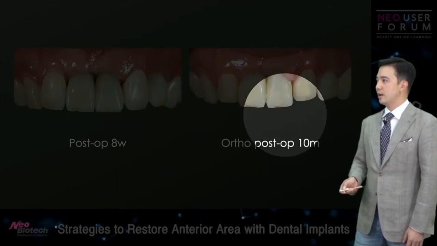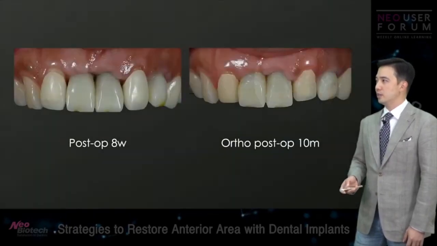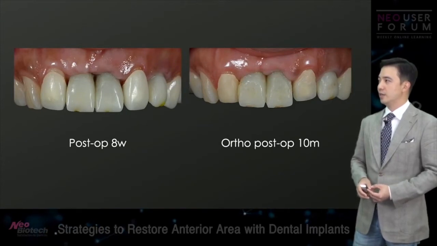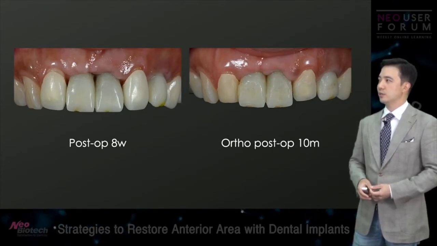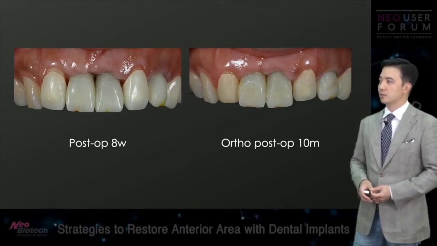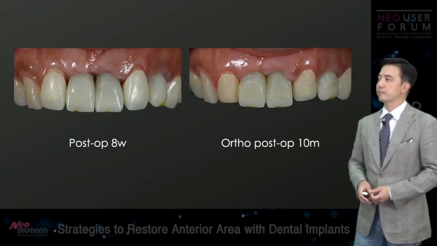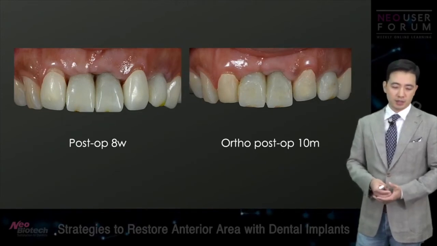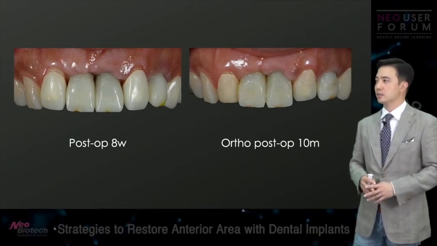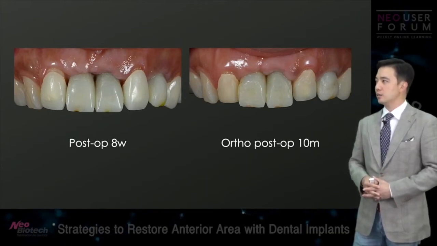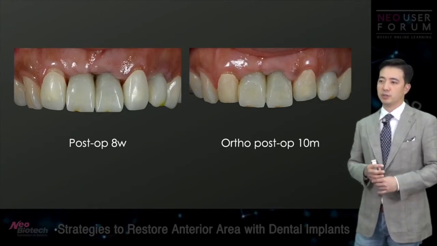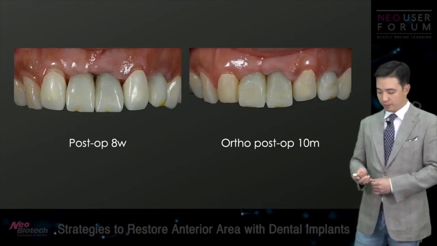So after 10 months of orthodontics, the gingival line got a little better, but still we don't really have nice looking papilla between number 11 and 21. So I would say it's a really, really big challenge to create a nice looking papilla in between adjacent implants right next to each other. So you have to consider all those risk factors before you jump in and open that big flap.